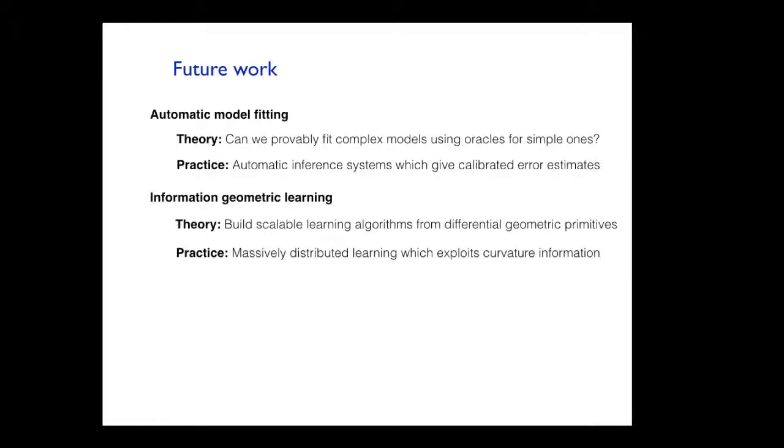Following up on the work on information geometric learning and approximations to natural gradient, I think there are a lot of fascinating theoretical questions in terms of how to make it more proper. So the approximations to natural gradient were defined in terms of coordinates, the very things we're trying to get rid of when we apply differential geometry. And so I'm interested in trying to build scalable machine learning algorithms directly out of differential geometric primitives so that we can automatically get a lot of the invariance properties that we care about when trying to train neural networks. On the practical side, there appear to be large gains of accounting for curvature in a parallel setting. And so can we build massively distributed learning systems which can exploit curvature information?